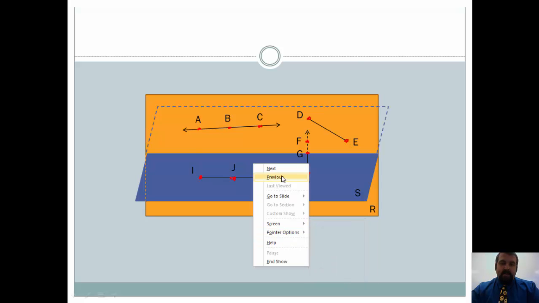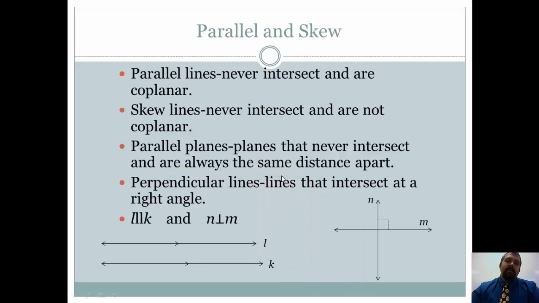Going back to the last slide, parallel planes are planes just like parallel lines. They never intersect. So parallel planes are always the same distance apart no matter where we look at them. And last but not least, perpendicular lines. You saw this back in chapter 1 that perpendicular lines are lines that intersect at a right angle.